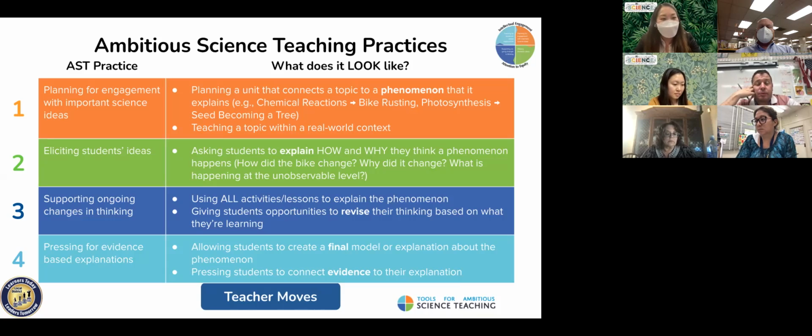And then supporting their ongoing changes in thinking throughout all of those lessons. And then as you saw in one of the last clips, they're pressing for evidence-based explanations by referring back to the evidence and the charts. So now I'm going to pass it on to In-Young.